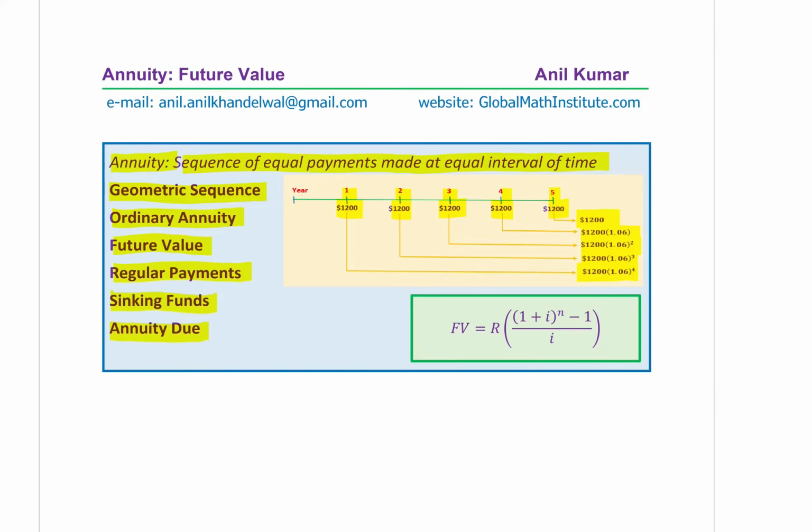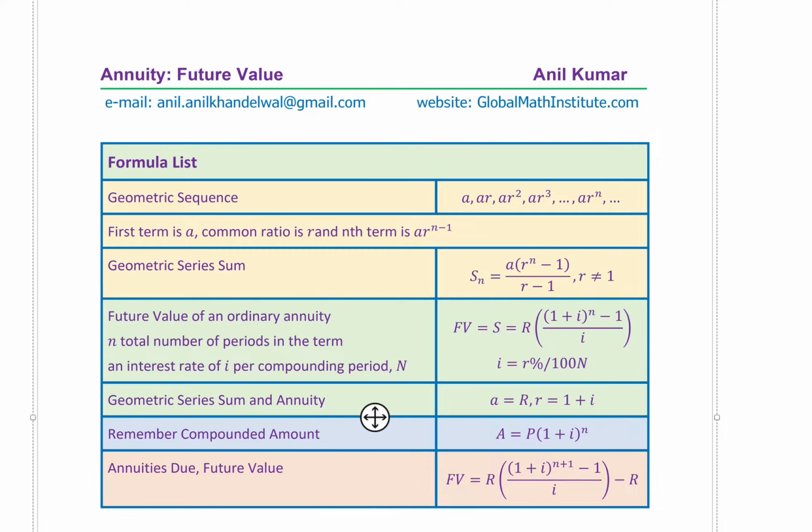So let's begin with the formulas which we'll be exploring. As you know, a geometric sequence means a sequence which is a, ar, ar square, ar cube, and so on, where a is the first term and the common ratio is r. The nth term is ar to the power of n minus 1. Now, the geometric series sum is given by the formula S of n equals a times r to the power of n minus 1 divided by r minus 1, and for sure r cannot be 1.